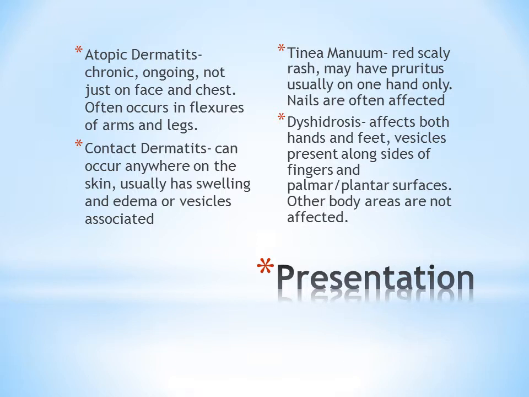Okay, so dyshidrosis is another consideration. It's going to affect both hands and feet. Vesicles are present along the sides of the fingers and the palmar and plantar surfaces. Other body surfaces are generally not affected.